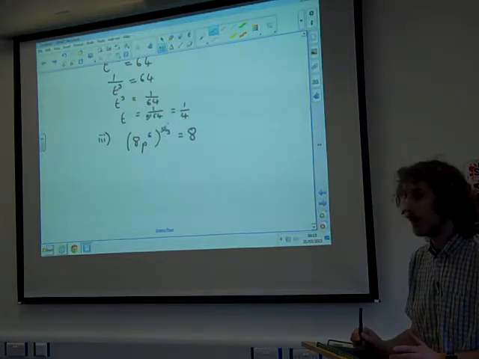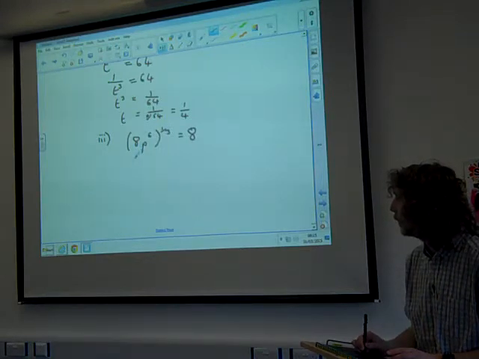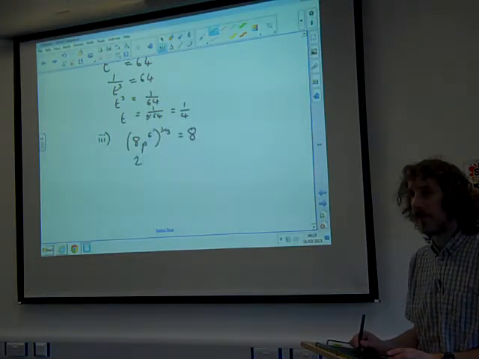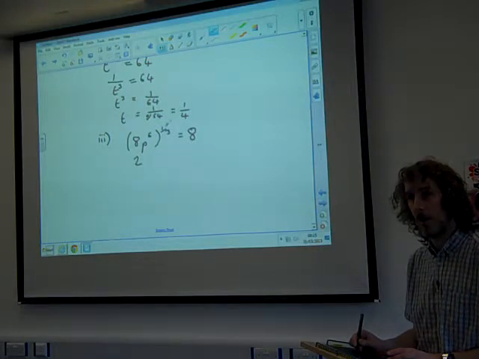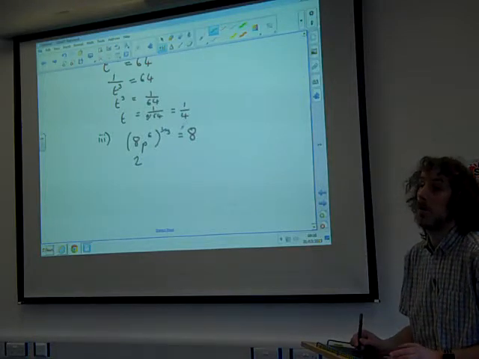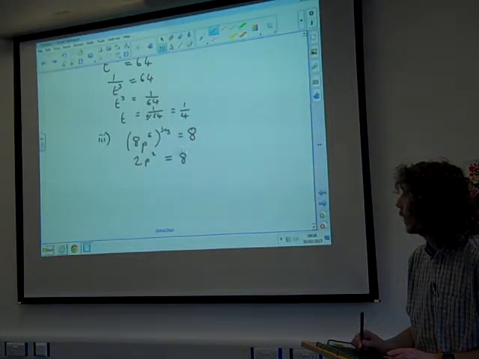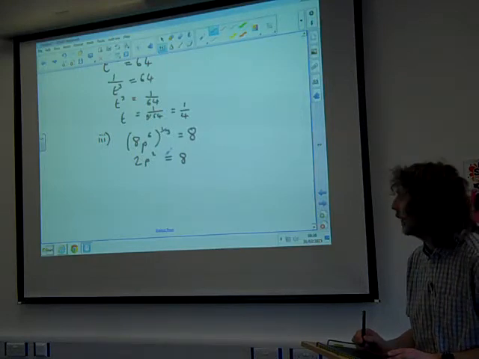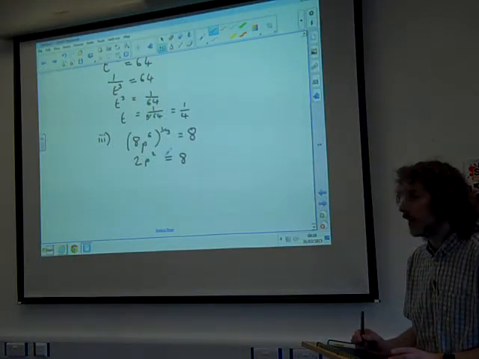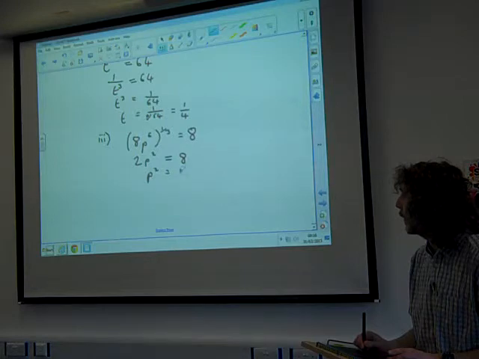What's 8 to the power of a third? 2. So the 8 to the third is going to be 2. Now p to the 6 to the power of a third, we multiply the powers together. So that is 6 times a third, 6 divided by 3. Sorry, we get 2 out of that. Okay, and now we've got a much easier question for us to deal with. 2p squared equals 8. So p squared is equal to 4.